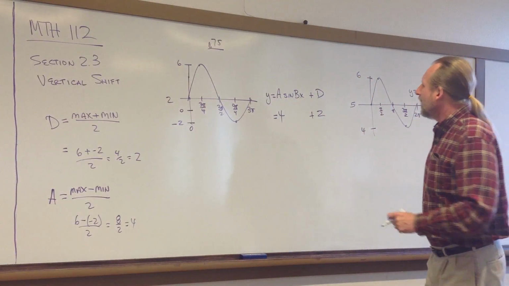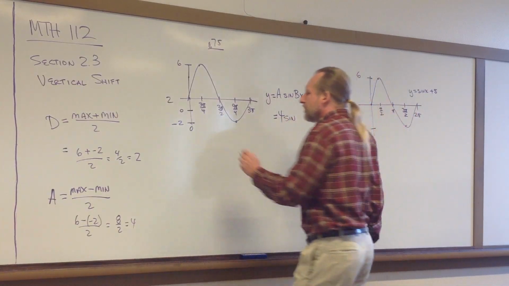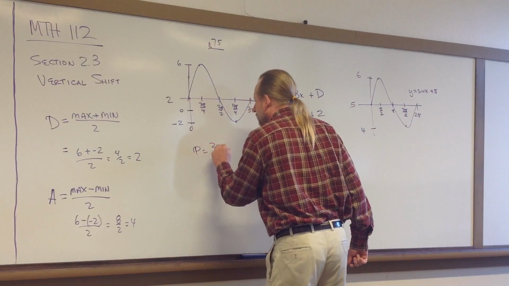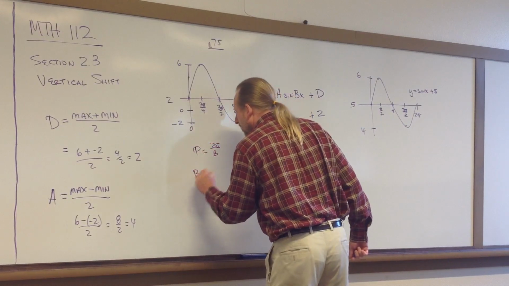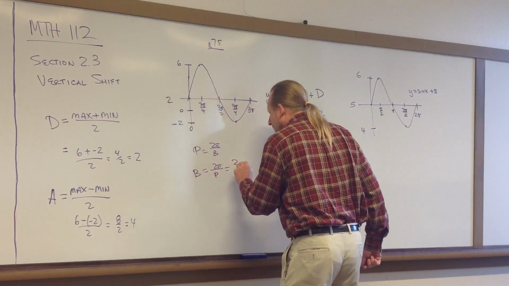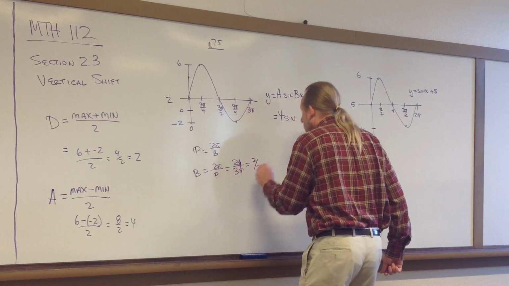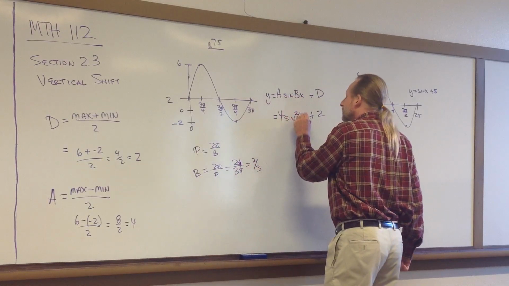All right. Now we just need to find the value for B. Remember, the period is 2 pi divided by B. So B is 2 pi divided by the period. In this case, that period is 3 pi. The pi's cancel out. And B is 2/3.